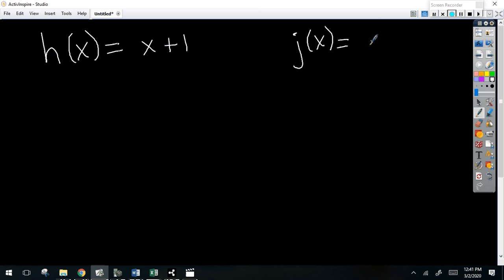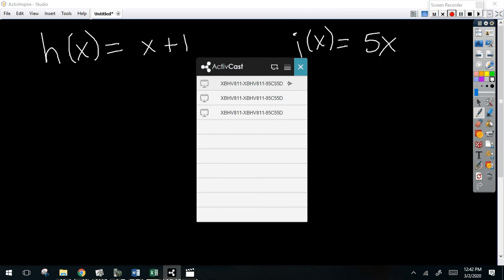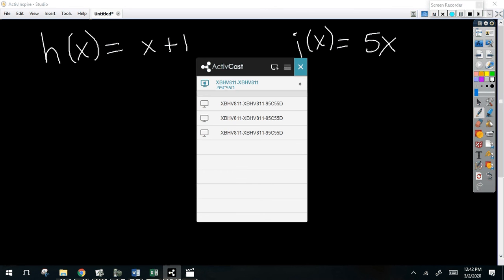All right, let me do a new f and g. Let's say, actually I'll use a different variable. Let's say h of x is x plus 1. j of x is, I'll just make this easy.